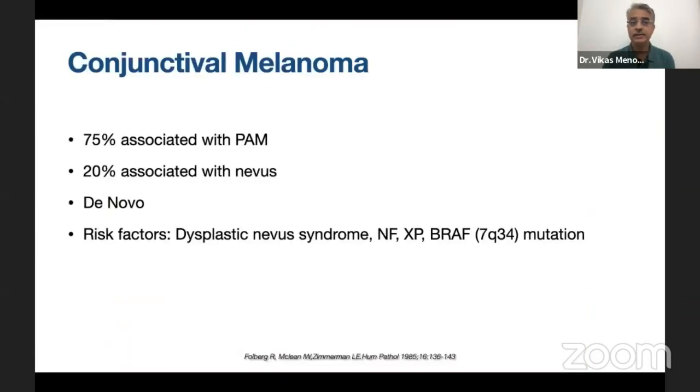Next is the dreaded thing, that is conjunctival melanoma, which is the most dangerous kind of conjunctival pigmented lesion. Most of these cases are associated with PAM. Up to 75% of melanoma lesions arise on a background of PAM, 20% arise on a background of a conjunctival nevus, and almost 5% arise de novo. There are some known risk factors like dysplastic nevus syndrome, neurofibromatosis, and xeroderma patients. They have slightly more chances of developing conjunctival melanoma. And recently, what has been discovered is that BRAF mutation has been associated with conjunctival melanoma.